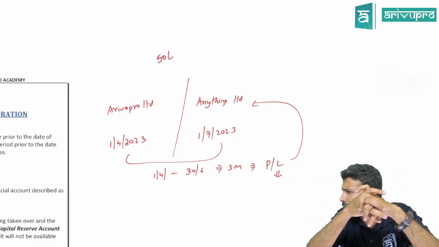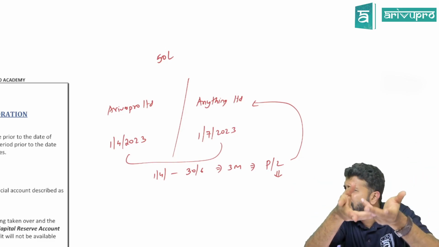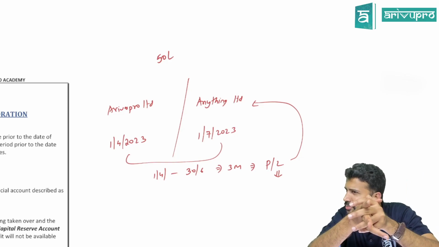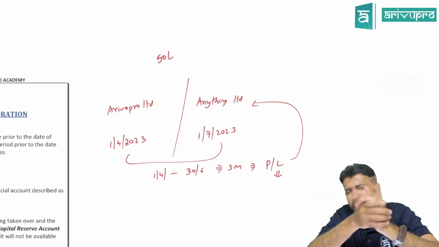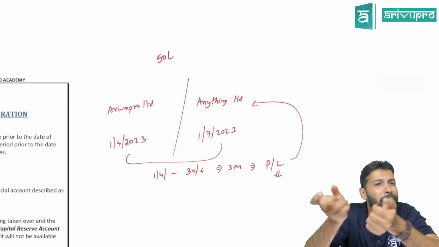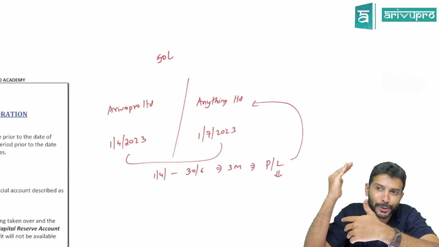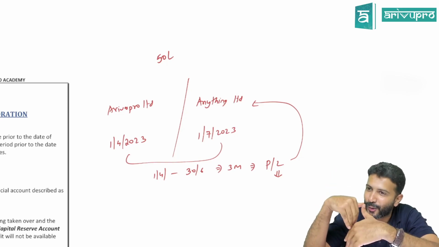How do you find out profit? Expense minus income, correct? Or the other way around? Income minus expense. But we are fancy students, right? We just don't do income minus expense. First we do trading account, then we do P&L.